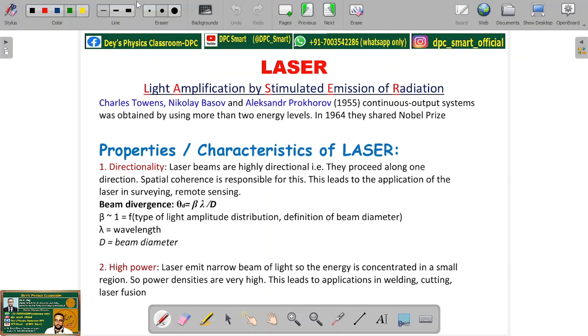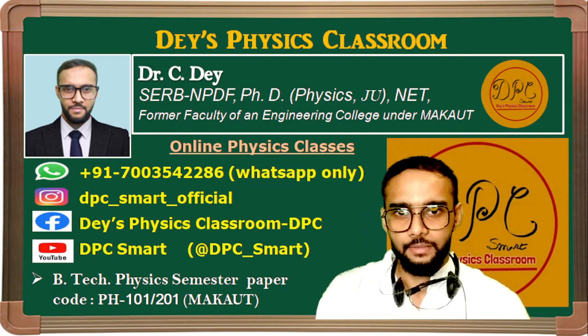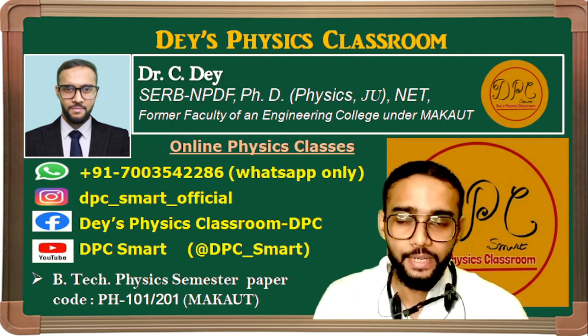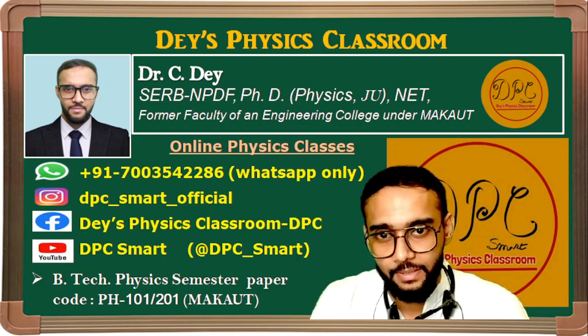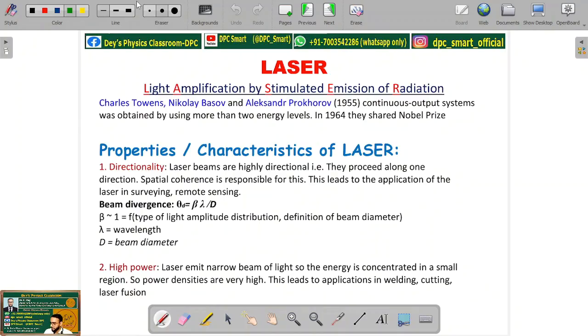So now I will start with what is laser. The full form of laser is light amplification by stimulated emission of radiation. So the initial letters have been taken and abbreviated as laser. In 1955, Charles Townes, Nicolay Basov and Alexander Prokhorov got the Nobel Prize for inventing lasers.